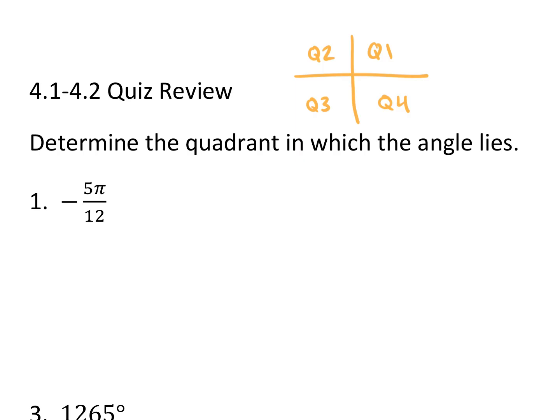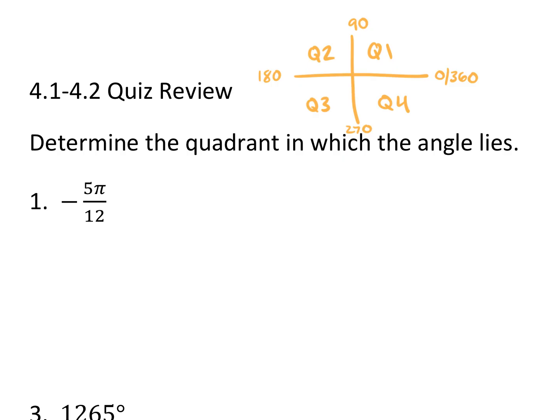We're a little bit more familiar with degrees. So the whole way all the way around would be 360 degrees. So if we start here at 0, each one's going to be 90. So 0 to 90 is quadrant 1, 90 to 180 is quadrant 2, 180 to 270 is quadrant 3, and then 270 to 360 is quadrant 4. So it's a little bit easier for us to see which quadrant degrees would fall into.